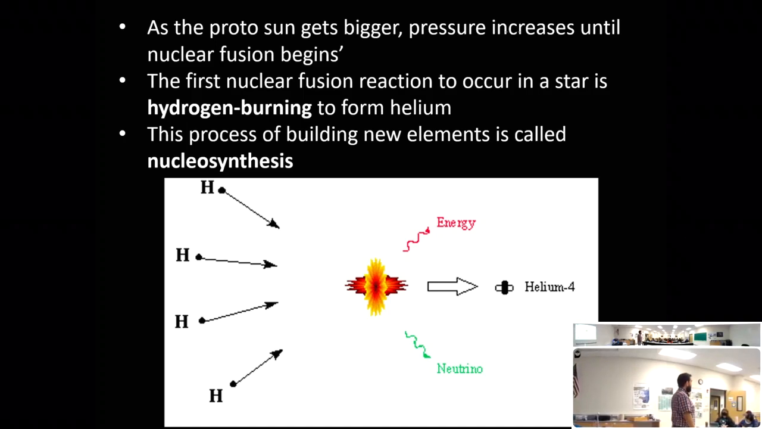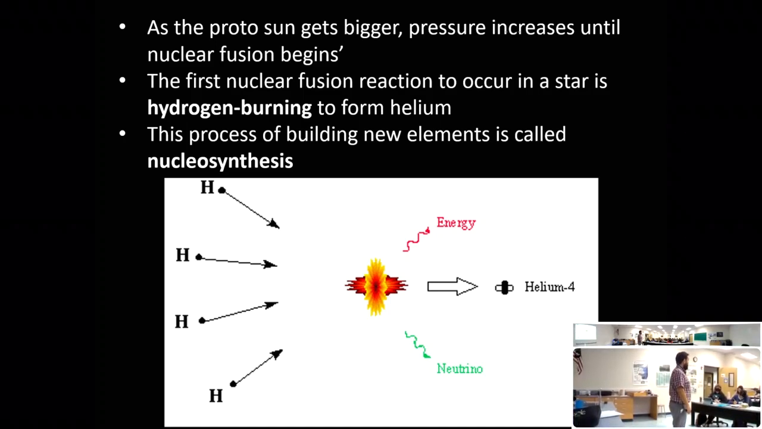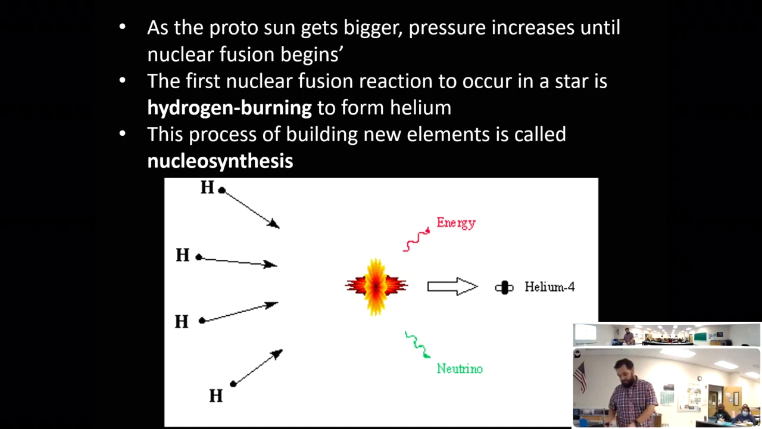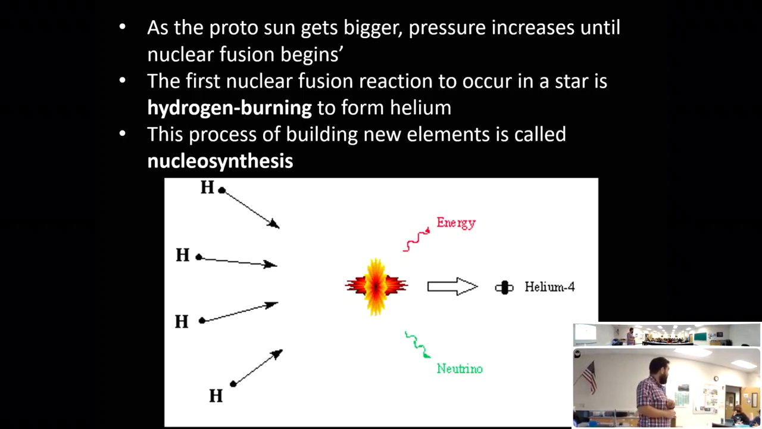That has a few names. It's called hydrogen burning. It is a form of something called nucleosynthesis. Nucleosynthesis just means the synthesis of a nucleus, so the nucleus of an atom, protons and neutrons. Okay, so what isotope of what element is synthesized by the hydrogen burning process? Number 11 is helium-4.